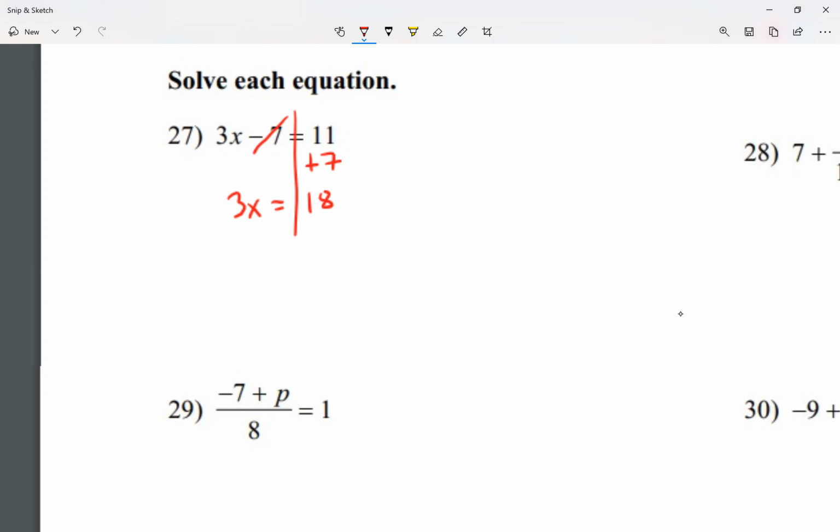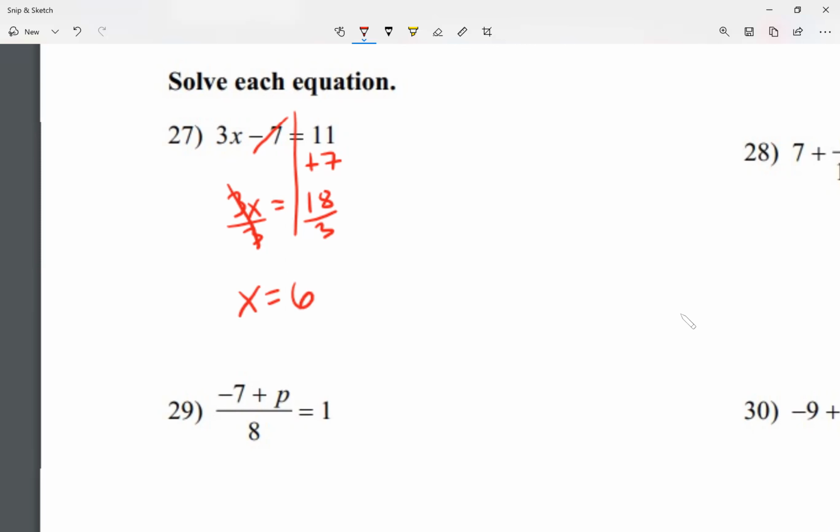Now, there's a number in front of the x, in front of the variable, in this case 3. Let me divide both sides by 3, because 3 divided by 3 is 1. In multiplication and division, 1 is useless, so I'm just going to cancel it out. So I have x by itself. 18 divided by 3 is 6. So my answer is 6.